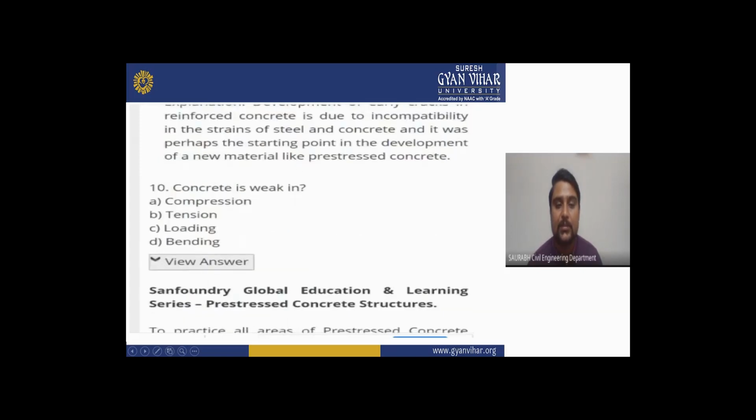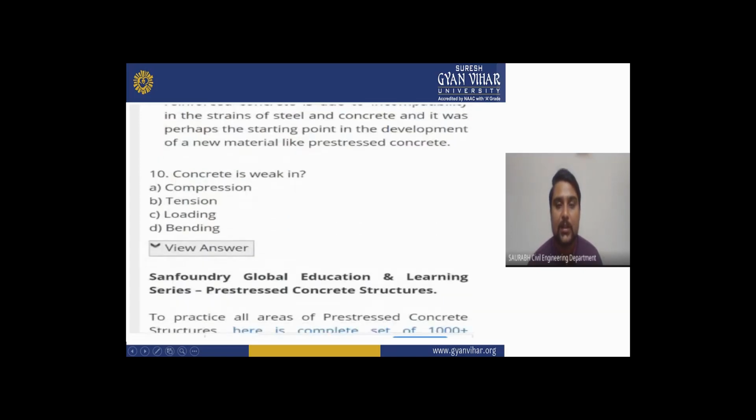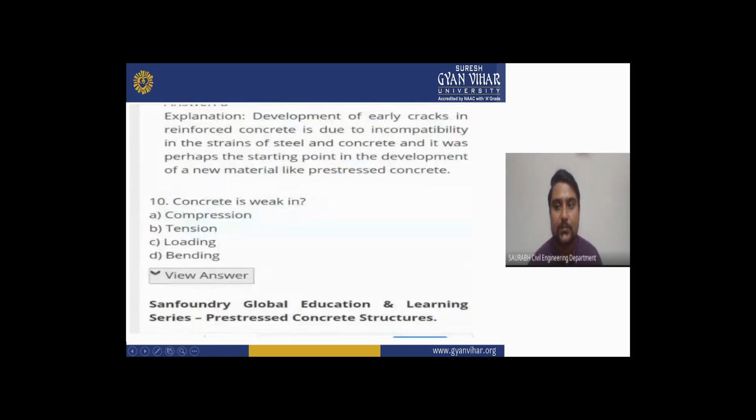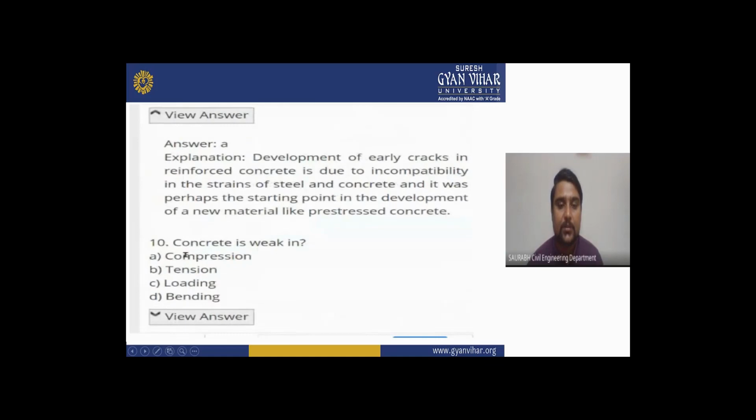Come to the next question and last question, which is here. Concrete is weak in compression, tension, loading, and bending. As we all know, concrete is weak in tension, and tension will be your right answer.